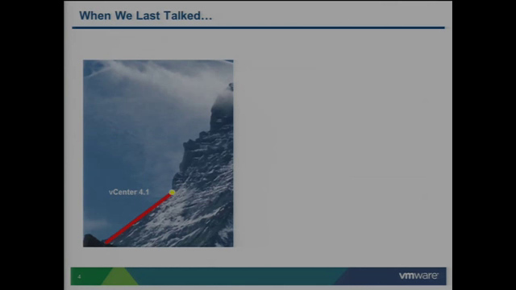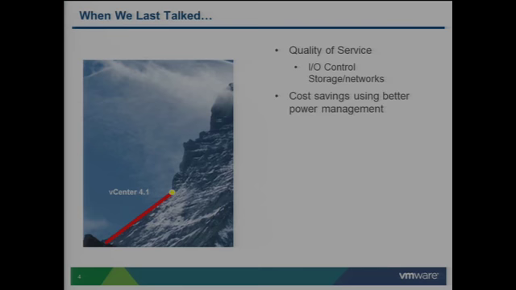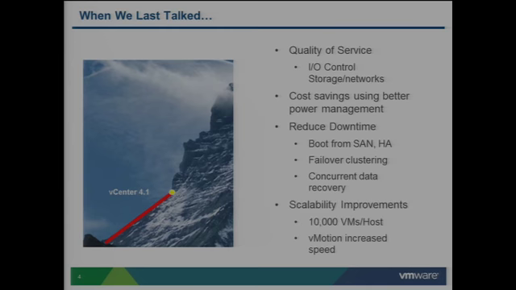So when we last talked, last year when 4.0.1 was introduced, we had introduced a bunch of features both in vSphere and vCenter that set the gold standard in virtualization. You were able to offer a notion of quality of service for storage and networking. Because of improved power management, you could offer cost savings in your virtual environment. There were features that helped you reduce downtime. You could boot from SAN. There was failover clustering, concurrent data recovery. And we had made scalability improvements, supporting 10,000 VMs per vCenter. The vMotion speed had also increased.